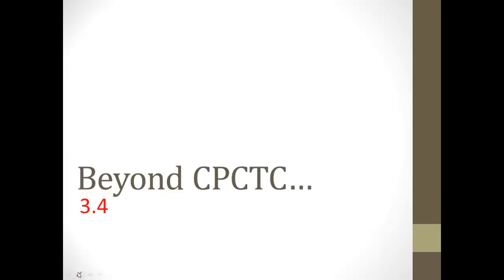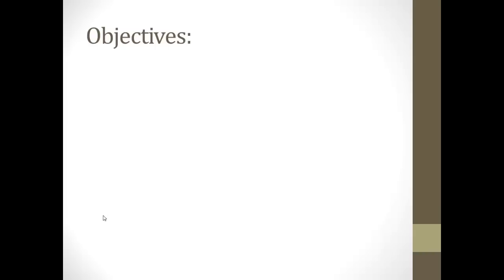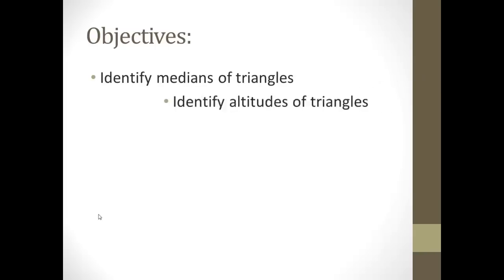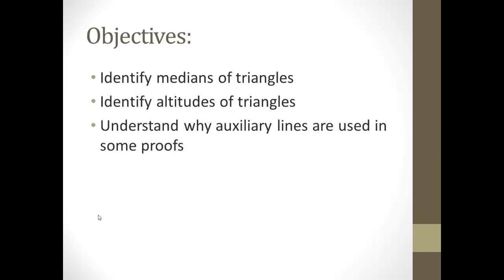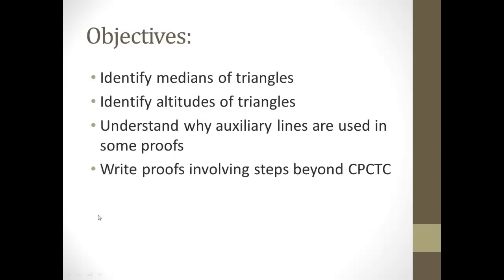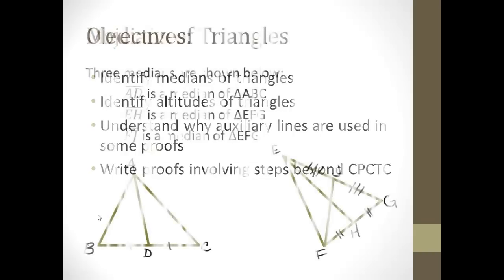Okay, today we are going to be going beyond CPCTC, and it's from chapter 3.4 in your books if you want to follow along. Okay, so our objectives for today will be to identify medians of triangles, to identify altitudes of triangles, to understand why auxiliary lines are used in some proofs, and to write proofs involving steps beyond CPCTC. By the end of this unit, you will be able to say CPCTC 10 times quickly.